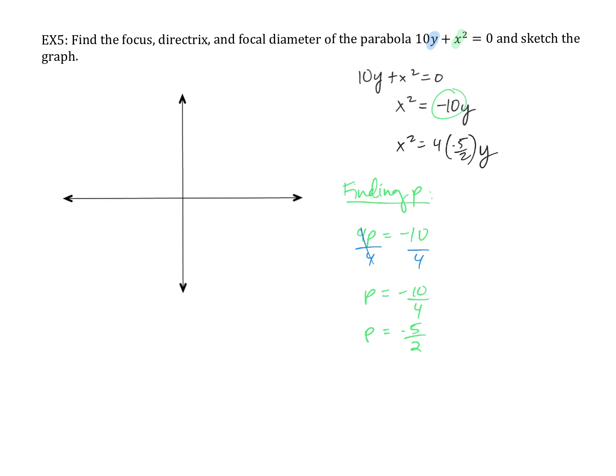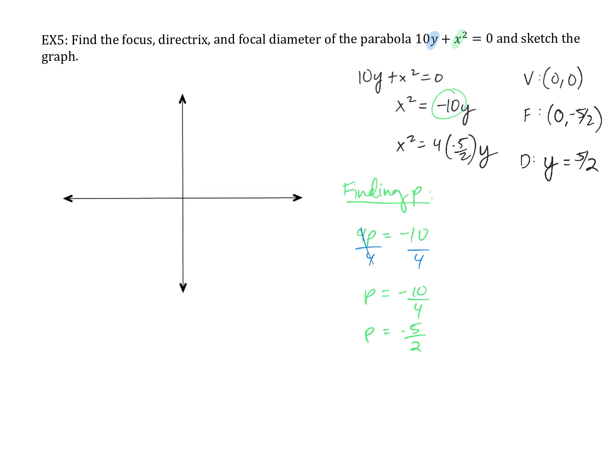All right, let's go ahead and state our known values. So the vertex is going to be 0, 0. My focus is going to be at, let's see, this is opening up or down, so this should be 0, and then my p-value, negative 5 over 2. And then my directrix, because it's opening up or down, will be y equals the opposite of our p-value, so positive 5 over 2. Okay, those are my 3 main values.